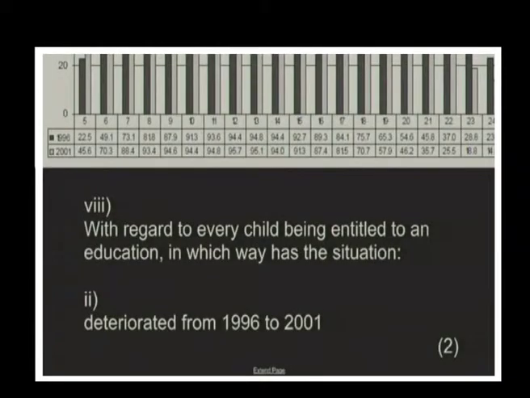And with regards to the same statement, we need to look at which one has deteriorated from 96 to 2001, and again, give more information than is necessary. Go through every single grade. Don't just tell me that it's 14-year-olds to 20-year-olds or something. Say 14 and 15 and 16, it's far better. The examiner knows exactly what you're talking about.